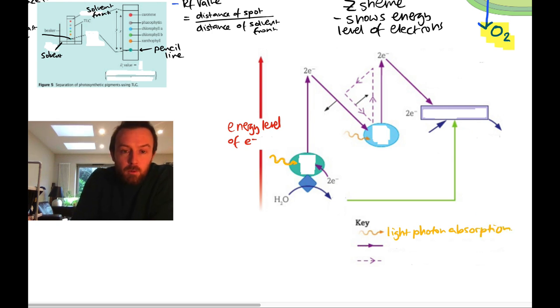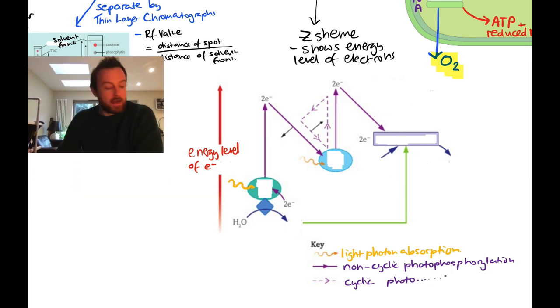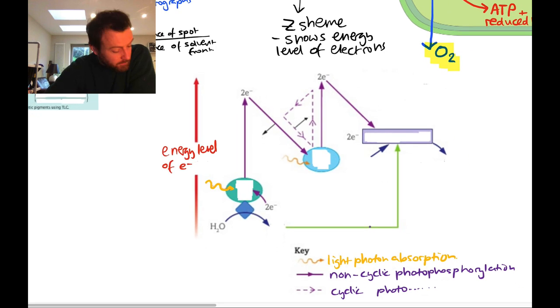The solid purple line is what's called non-cyclic photophosphorylation. Say the word, non-cyclic photophosphorylation. And the dotted line is cyclic photophosphorylation. Okay, all right, now let's look at the steps of that process.